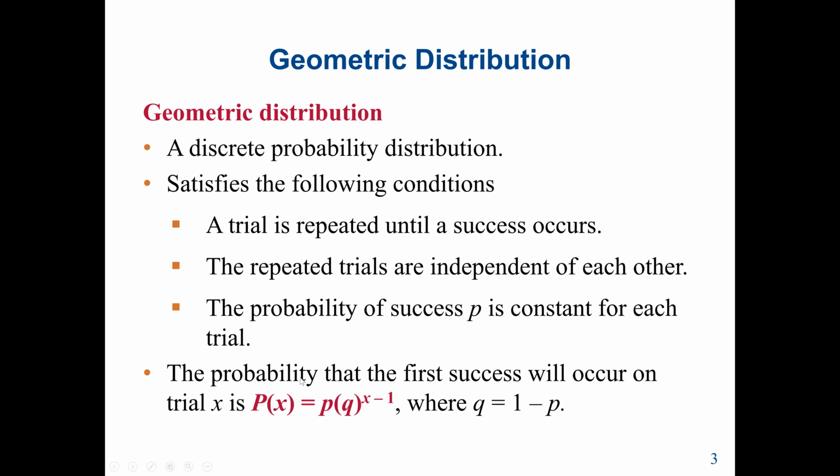And then the probability that the first success will occur on try X is P of X equal to P times Q to the power X minus 1, where Q will be the probability of failure, so it will be 1 minus P, where P is the probability of success.